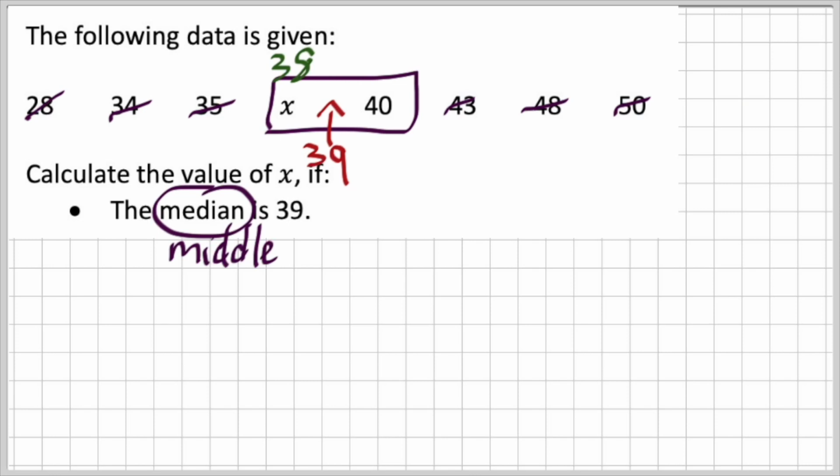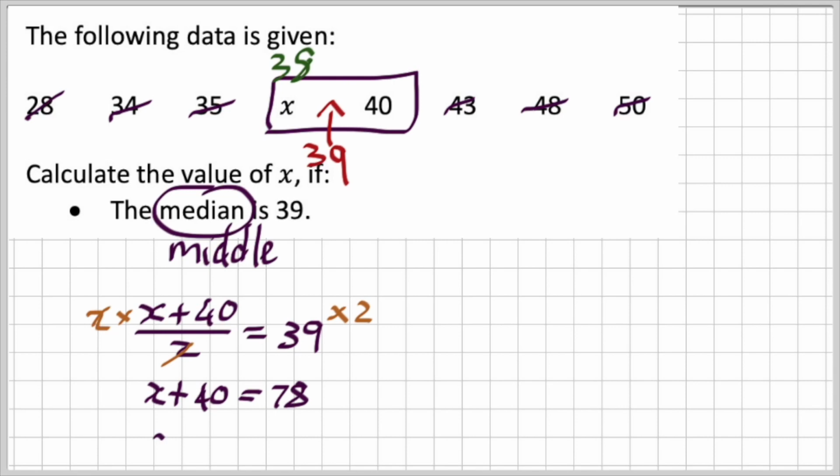I don't necessarily like to do this, so please can we not just do maths? Well, yes. I'm going to say x plus 40 over 2 must give me 39, because it has to be exactly in the middle of x and 40. So multiplying by 2 both sides gives me x plus 40 must be 78, and therefore x must be 38.